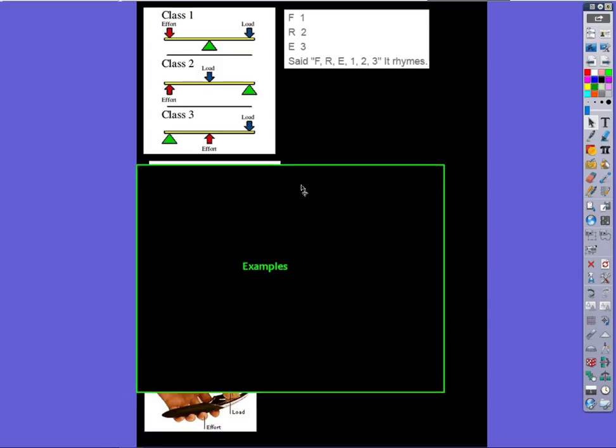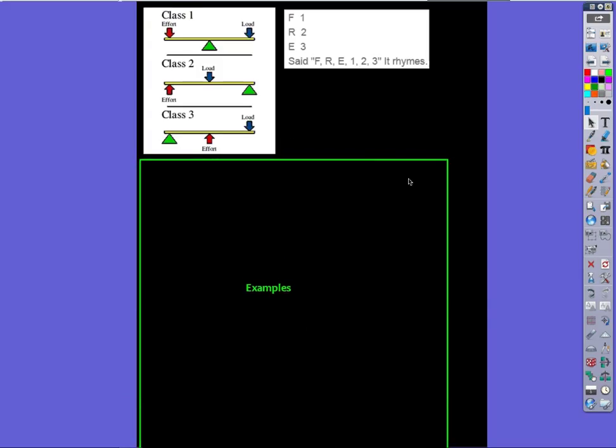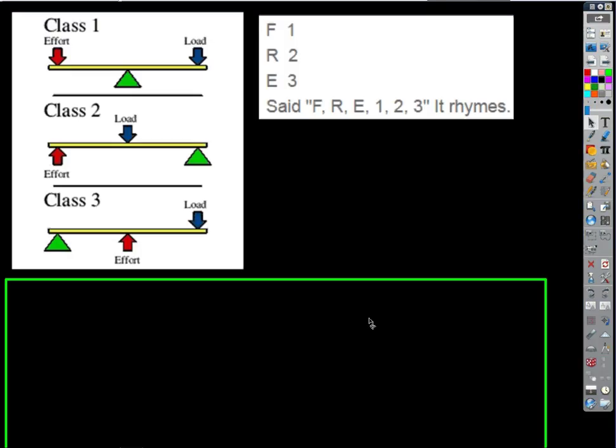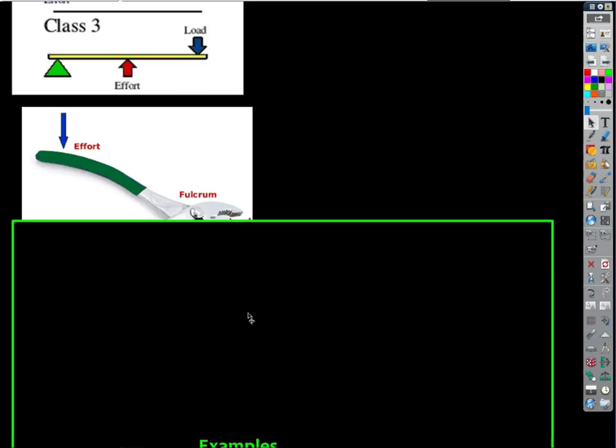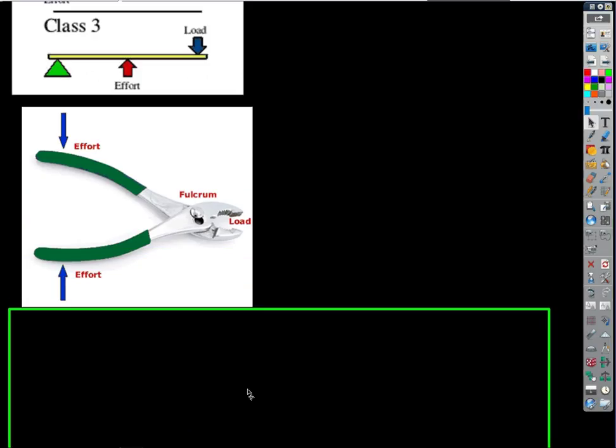Okay, what about pliers? Class 1. Pliers. Class 1. Survey says, 1. Well, it doesn't really say, but it's clearly class 1, isn't it? Class 1, right? The fulcrum's in the middle, so it's class 1. The pliers typically, are they going to give you a mechanical advantage greater or less than 1? Greater. Or they're not very useful, right? Pliers, you want to be able to apply a lot of force to something, to grip it.